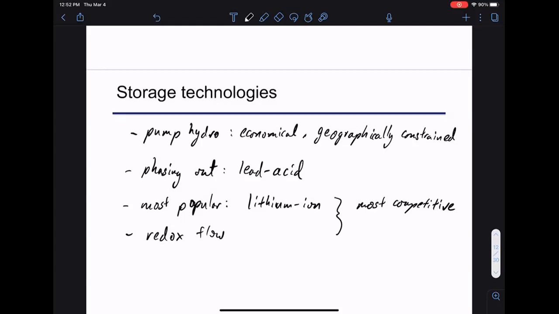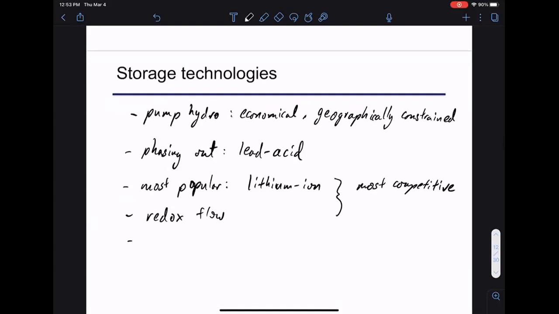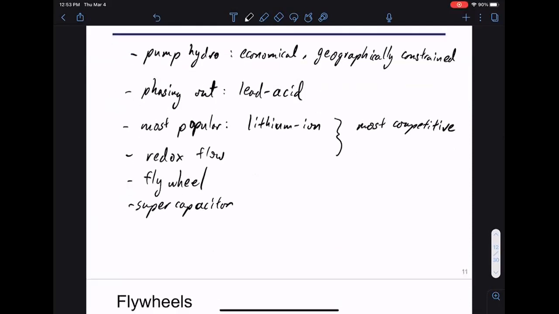Then some of the others are, for example, things like flywheel. This is exactly what the name says. Flywheel, we have supercapacitor. These are some of the common ones you can buy. Today you can definitely buy lithium ion, redox flow, flywheel, supercapacitor. You can buy them off the shelf. So these are all there.